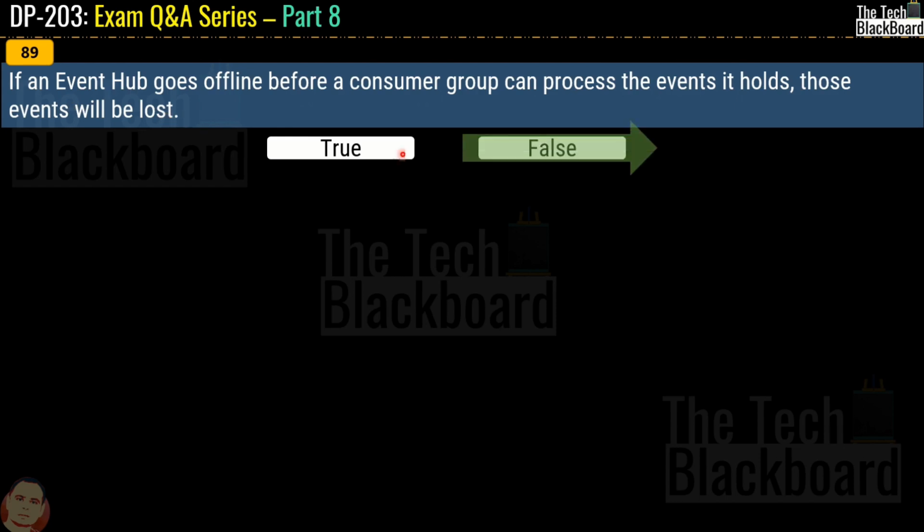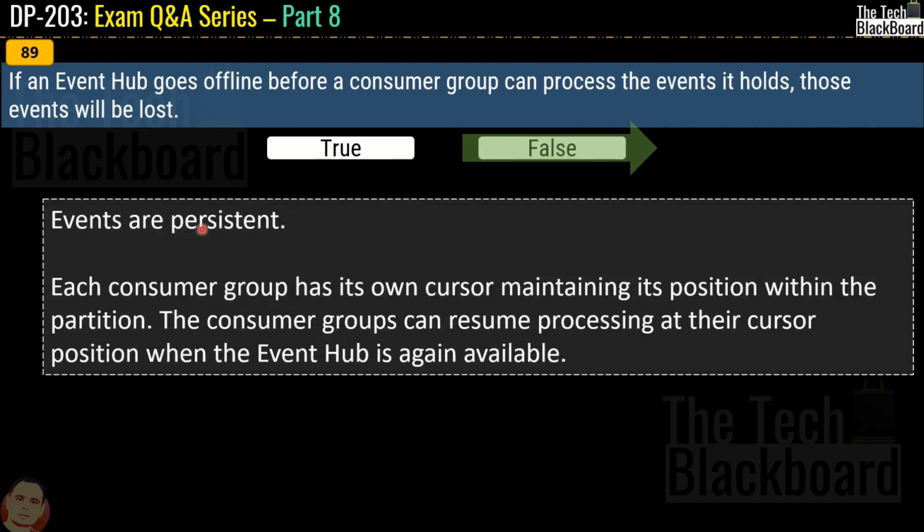The correct answer for this statement is that it's a false statement. And the reason for the same is that events are persistent. So keep in mind that events are persistent, which means that each consumer group has its own cursor maintaining its position within the partition. The consumer groups can resume processing at their cursor position when the event hub is available again. So that means that whenever you are using event hubs, you can rest assured that nothing will be lost even if the event hub goes offline. And that's the beauty of using event hubs.